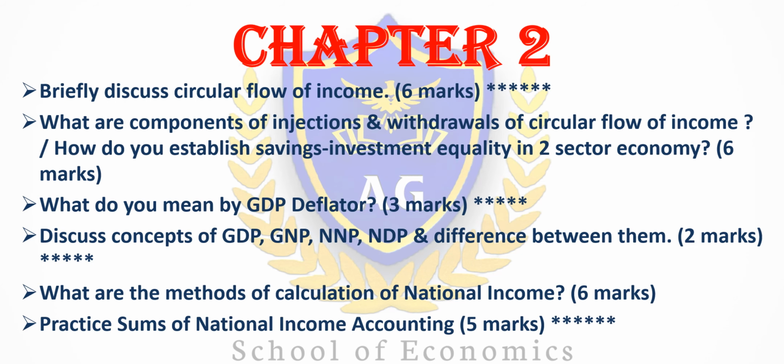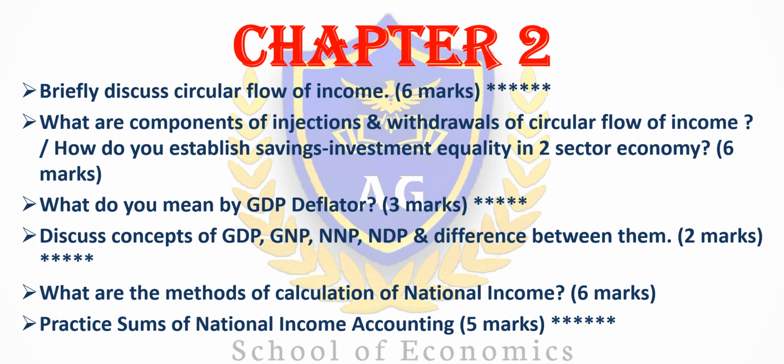Again from chapter 2, you have to attempt only one question out of 2 6 marks questions. Here, one question is generally theoretical and another one is mathematical. In case of the theoretical part, an important question is: briefly discuss the circular flow of income. This is a 6 marks question and this is a very important question for the examination. Next question is what are the components of injections and withdrawals of circular flow of income?